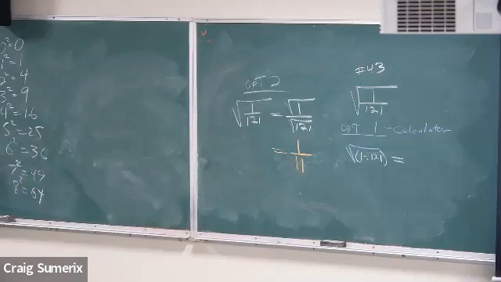11 squared is 121. 12 squared is what? 144. 13 squared is 169. Good, 169. 14 squared is right, 196. 15 squared is 225. 16 squared is right, 256. 17 squared is 289. 18 squared is 324. 19 squared is 361, I think. Somebody check my math. 20 squared is 400.